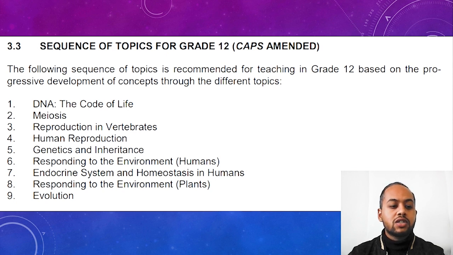Fourthly, human reproduction. Number 5, genetics and inheritance. Number 6, responding to the environment, that will be in humans. Number 7, the endocrine system and homeostasis in humans. Homeostasis in humans was something that you touched on in grade 11 as well. So that will basically be a type of revision for you when we do come to that topic later on during the course of the year. Number 8, responding to the environment, that will be specifically in plants. And then lastly, number 9, we will look at evolution.